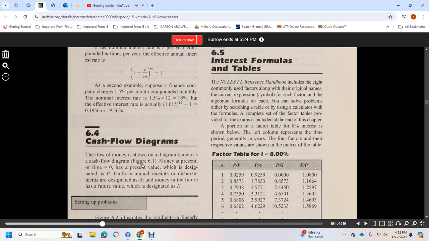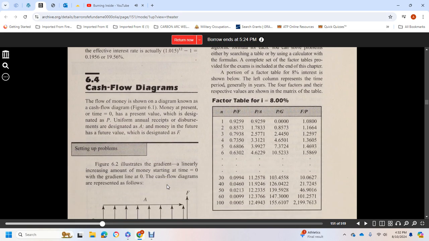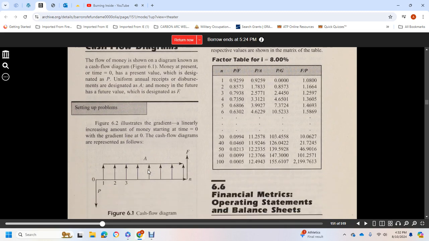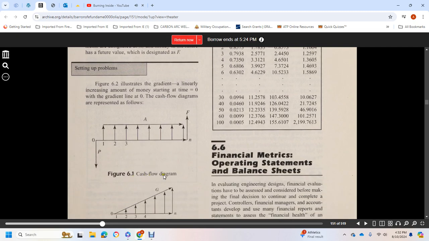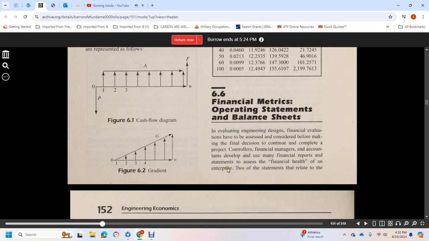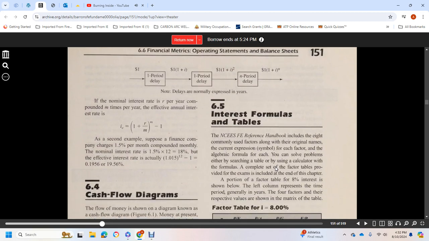6.4 Cash flow diagrams. The flow of money is shown with a diagram known as the cash flow diagram. In Figure 6.1, money at the present time, or time 0, is the present value, designated as P. Uniform annual receipts or disbursements are designated as A, and money in the future is the future value, designated as F. Figure 6.2 illustrates the gradient, a linear increase in the amount of money starting at time 0. Figure 6.1 shows the cash flow diagram, and 6.2 shows the gradient.